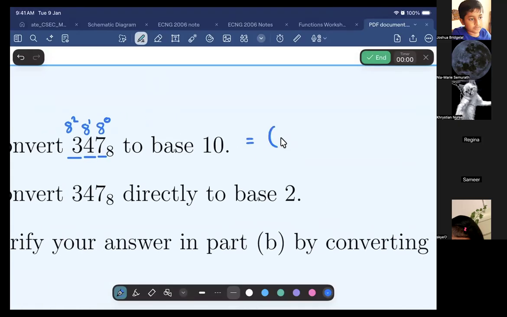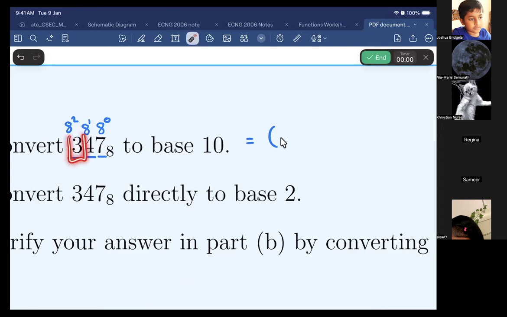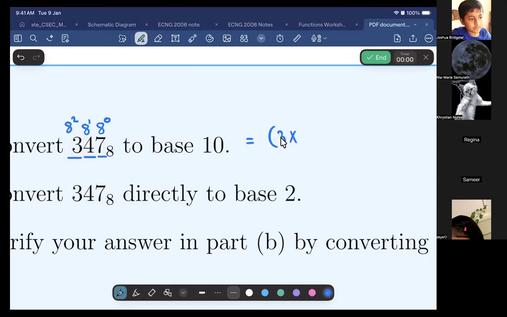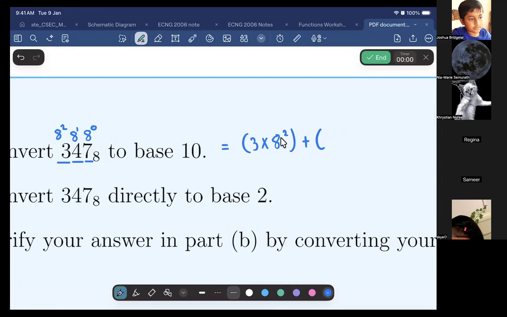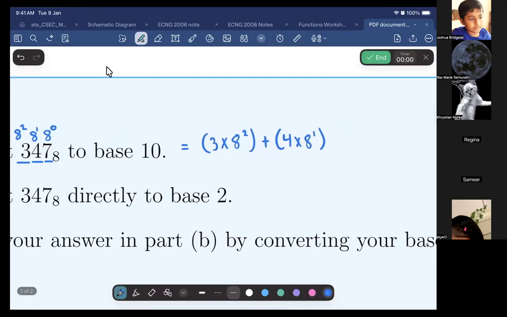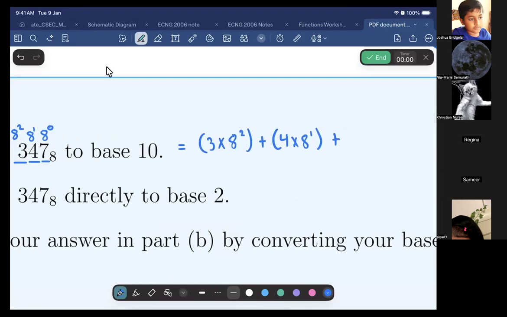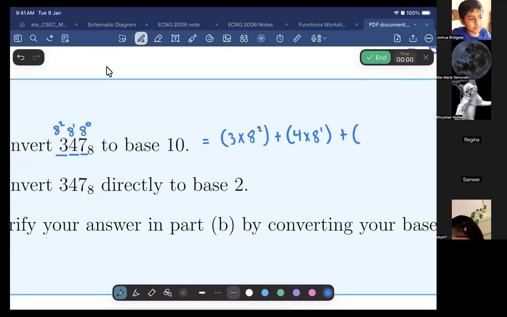What digit do we have in our 8 to the power 2 place value? 3. So that'll be 3 multiplied by 8 to the power 2. How many 8 to the power 1s do we have? 4. Right, 4 times 8 to the power 1. And how many 8 to the power 0s do we have? 7.